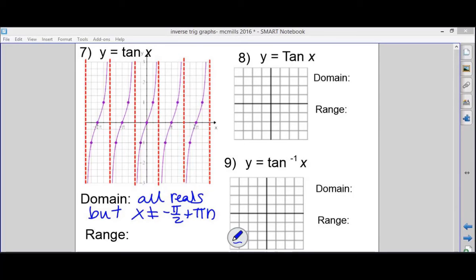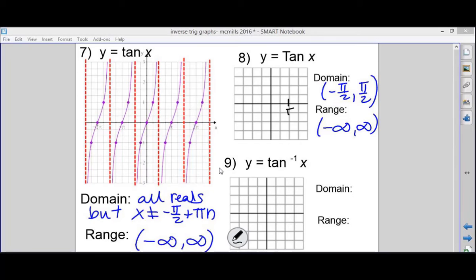Now, the range is just going to be negative infinity to infinity because it goes on forever up and forever down. Now, again, we have to restrict it so that it's a one-to-one function. So we're going to restrict it from negative pi over 2 to pi over 2. Notice how on tangent I use parentheses instead of brackets because it's never going to equal pi over 2 or negative pi over 2 for tangent.